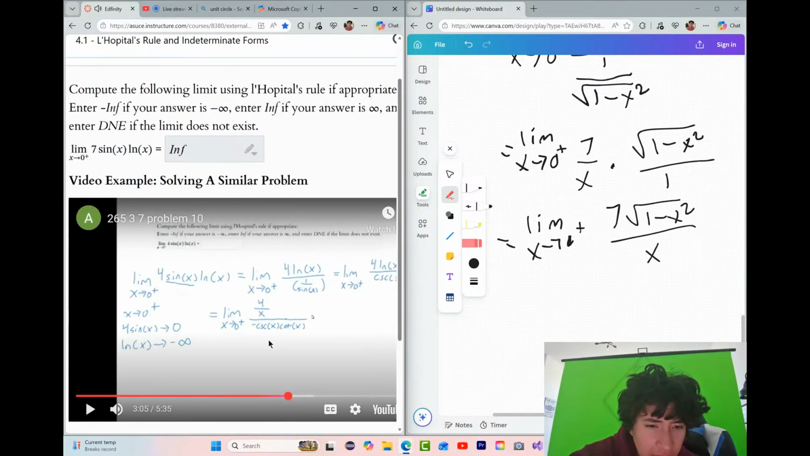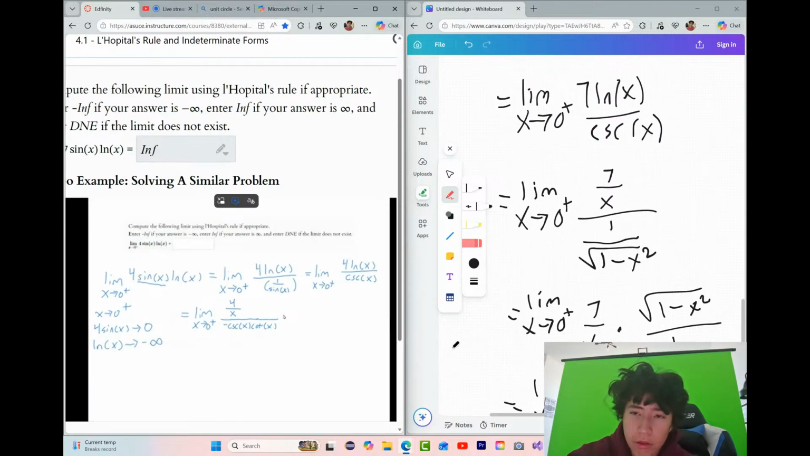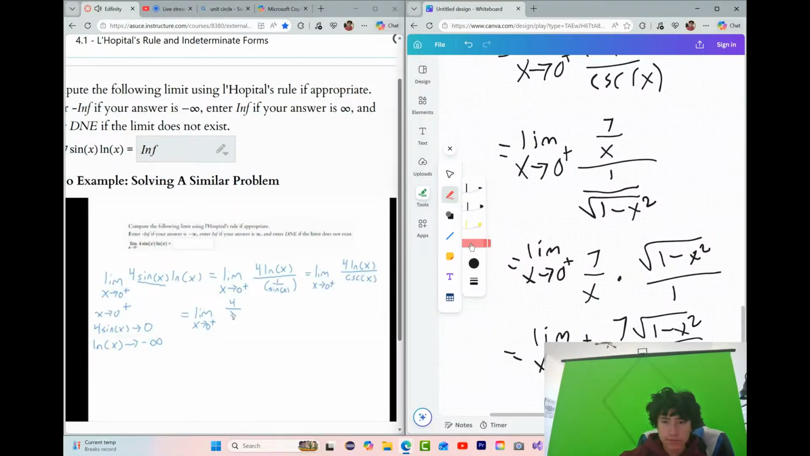What? How do you get that? The derivative of cosecant. Oh, wait, no, that's not it. Wait, cosecant? That's not arc sine, right? Hold on. Arc sine, sine inverse. That's not 1 over sine, right? No. Yeah, this is wrong.